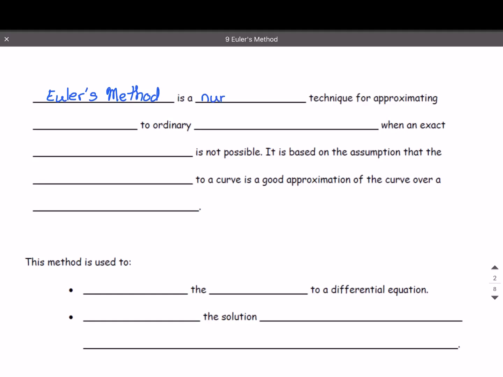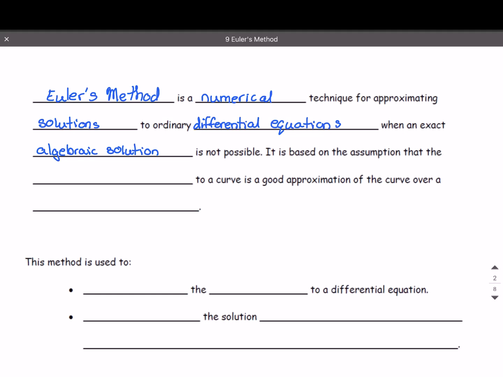So, Euler's method is a numerical technique for approximating solutions to ordinary differential equations when an exact algebraic solution is not possible. Now, I'll be honest, we're going to start with ones that we can algebraically solve, just so you can see how the method works.